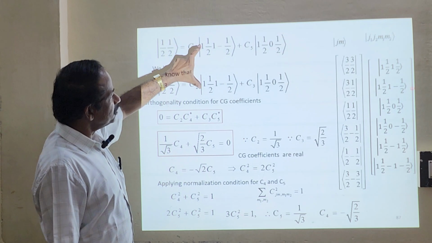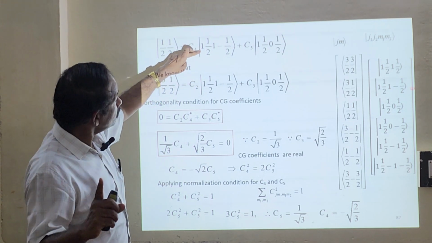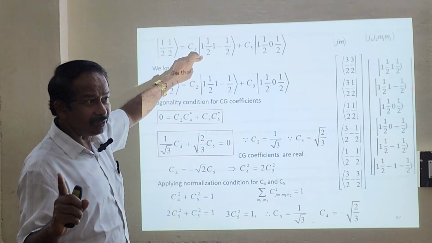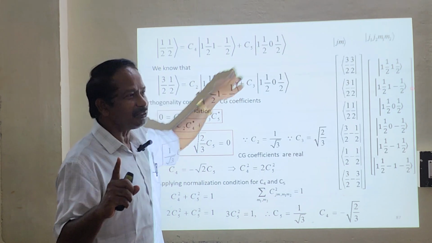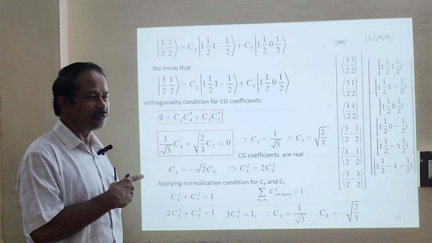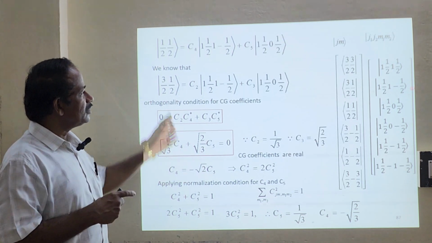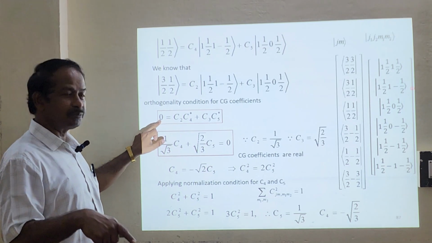If you multiply these two, when both are equal, the answer will be 1. If you multiply these two of different states, the answer will be 0. Is it okay? How to do? Multiplying these two using the orthogonality condition will be 0.